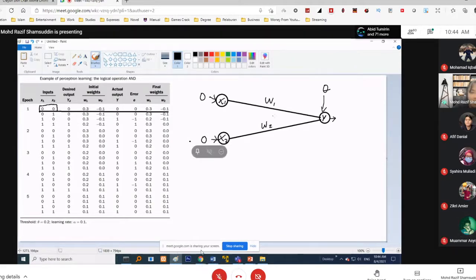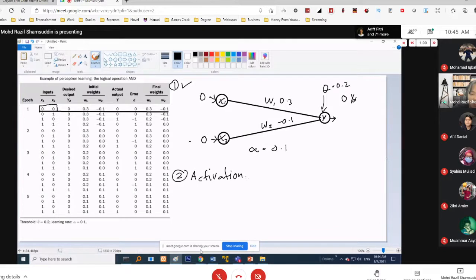Okay. And then we want the network to produce the output 0. Yang ni Y desired. Okay, tapi Y actual tak keluar lagi sebab kita tak kira lagi. Right, so the weight value is 0.3 and negative 0.1. The threshold is 0.2, kan? Betul tak? Alpha is 0.1. Okay, what we did here is the first step, initialization. So we initialize. Step 1, finish. Okay, step number 2 is activation, kan?